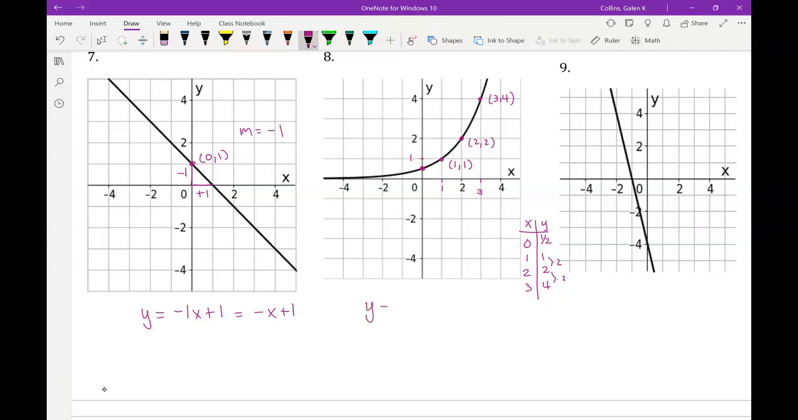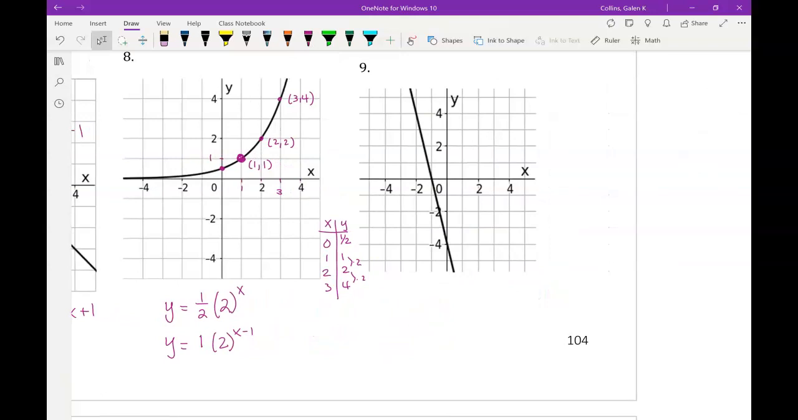So I could write this in the form of y equals b times g to the power of x. So 1/2 times 2 to the power of x. Or you could write it from the ordered pairs that we had without finding the y-intercept. So if I use this first ordered pair at (1, 1), my growth factor is still 2, but I would have an x minus 1.